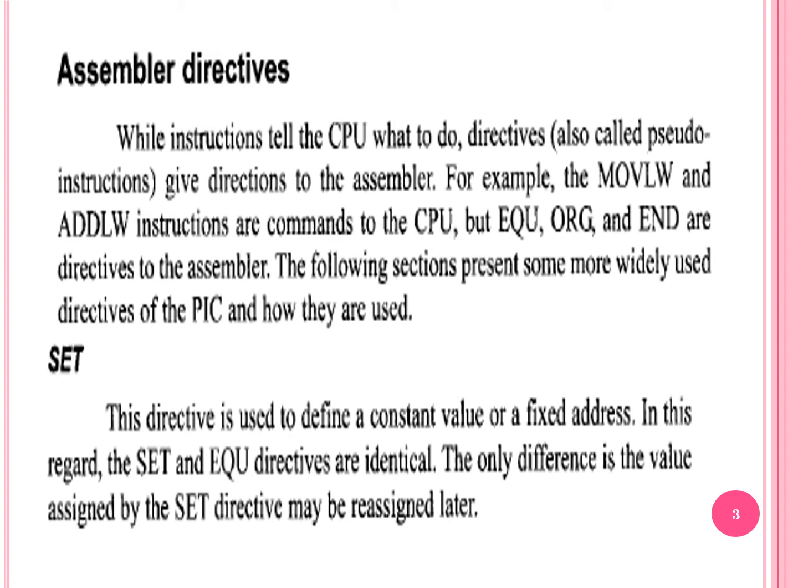In the following section, we will be discussing which directives are available with PIC in assembly language programming. So first one is the SET directive. This directive is used to define a constant value or a fixed address. In this regard, the SET and EQU directives are identical. The only difference is the value assigned by the SET directive may be reassigned later. So this you have to remember. With the EQU directive, we are not able to reassign. It is fixed.